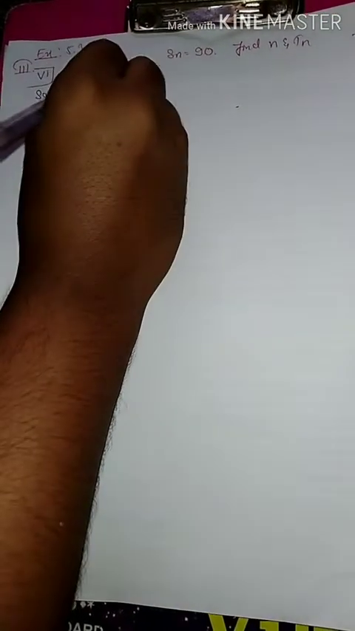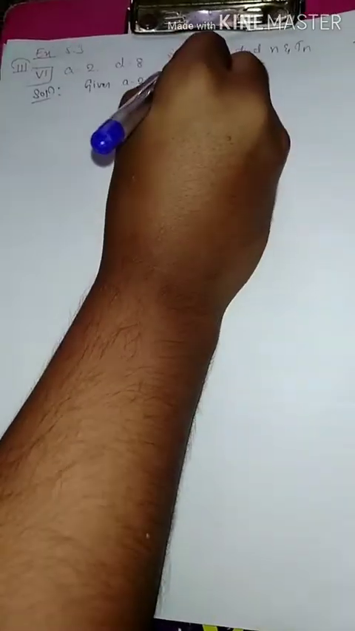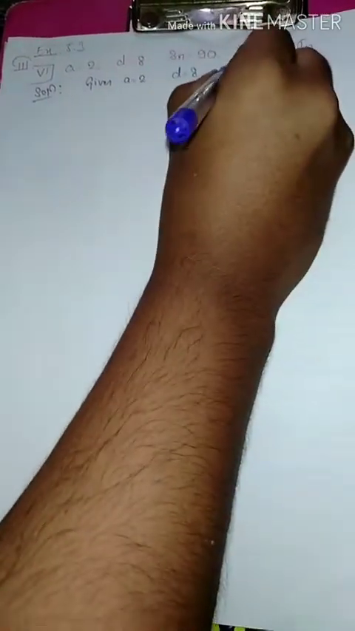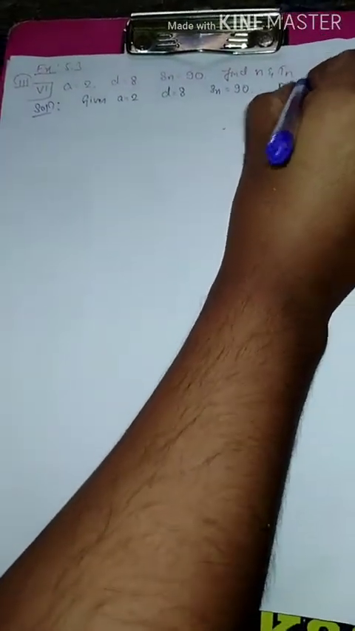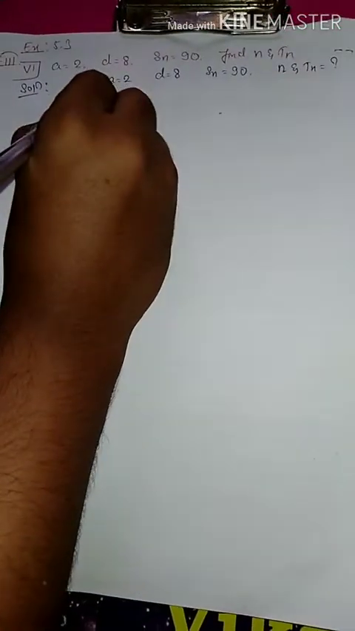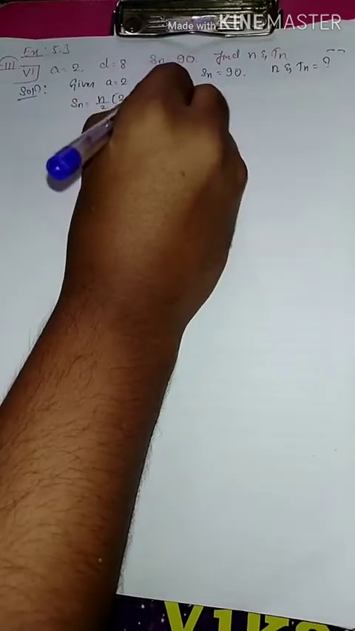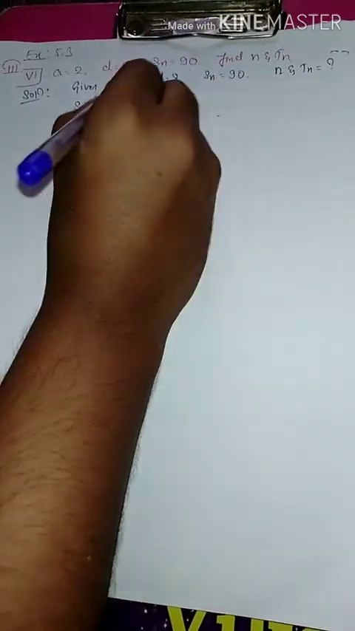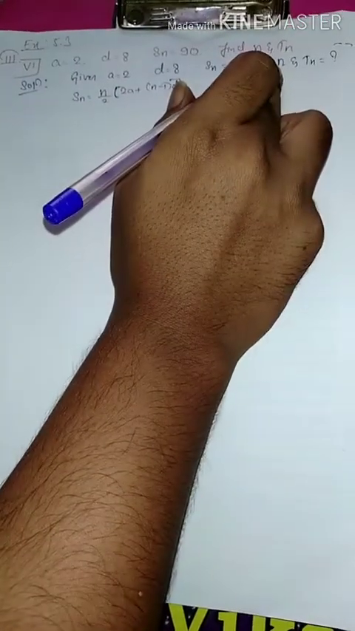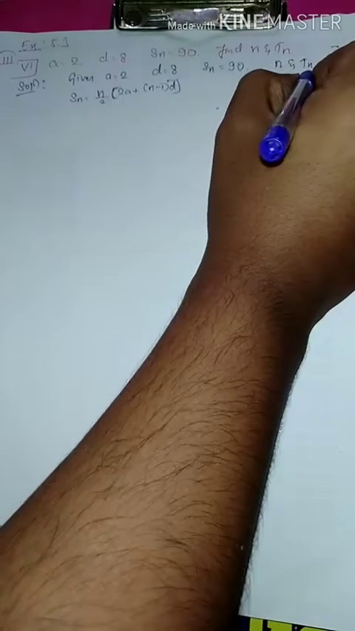See students, given that A is equal to 2 and D is equal to 8, Sn is equal to 90. But we need to calculate n and Tn is equal to how much? So using the formula Sn is equal to n by 2 into 2a plus n minus 1 into d, using this formula we can calculate the value of n. After that put n, a and d value in Tn.